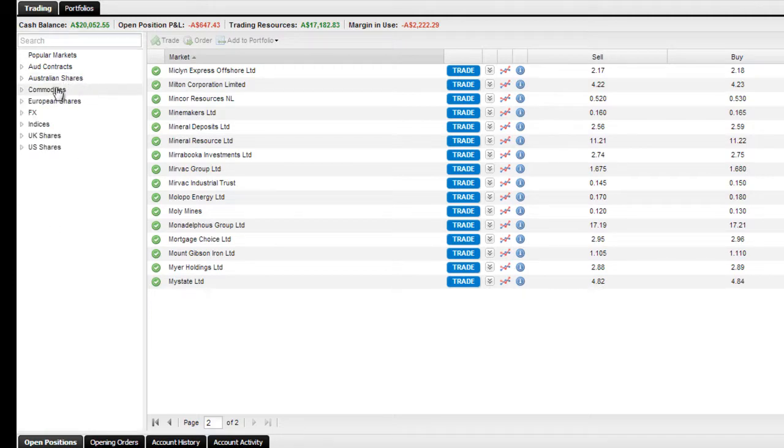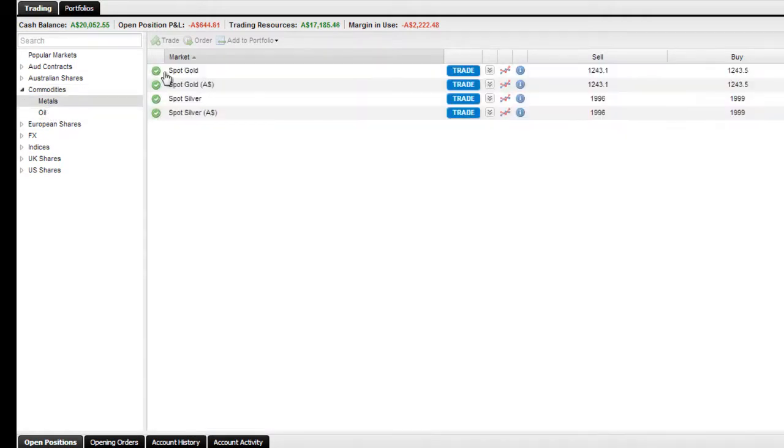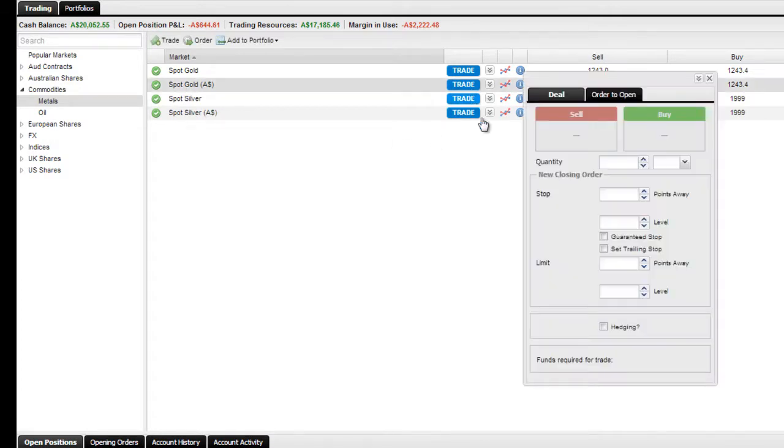Let's click that away. We've got commodities, and we've got metals and oil as the subtitles under there. If we have a look at metals, you can see there's spot gold. You can also trade spot gold with Australian dollars. So if we bring up the trade here, spot gold is usually traded in US dollars, but we can, with our platform, trade in Australian dollars, so we keep a good overview of how much risk we're putting on and what the potential profit and loss is in Australian dollars.